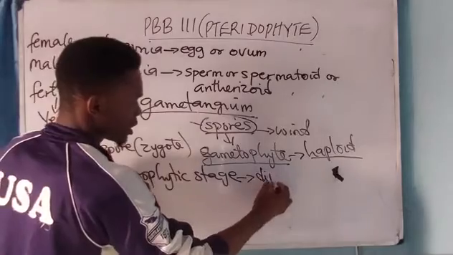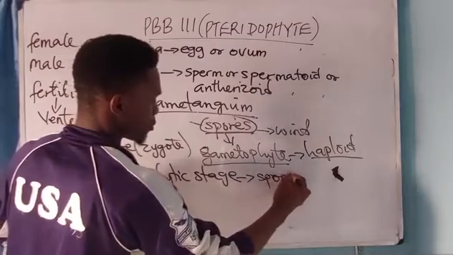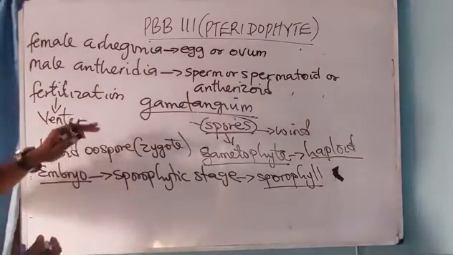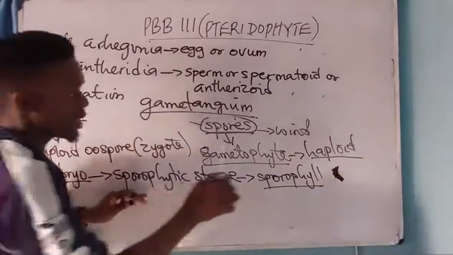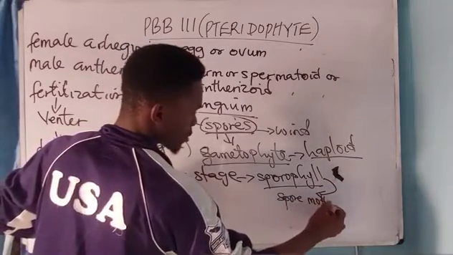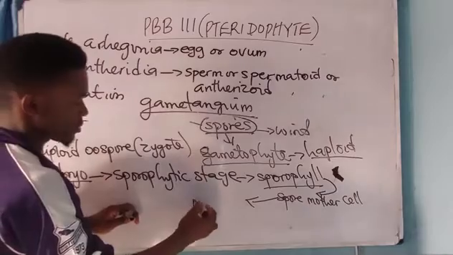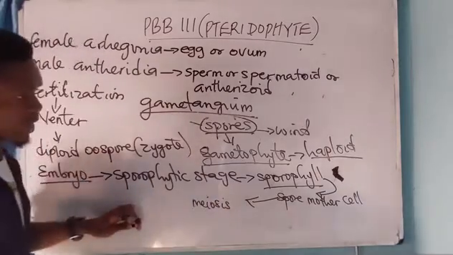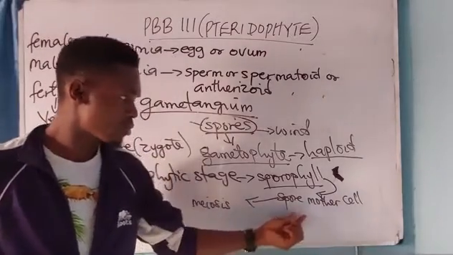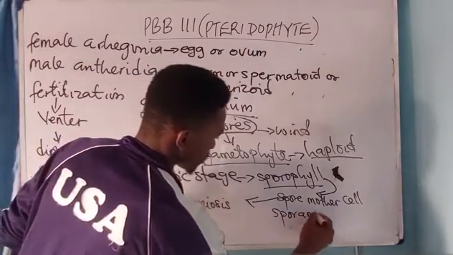Now this sporophytic stage has, okay, we now produce a sporophyll. I told you that the sporophyll is a leaf that houses the what? The sporangium. Now this sporophyll produces what? Spore mother cells. Now this spore mother cell will undergo meiosis. If I don't call it spore mother cells, I think I can also call it what? Sporanginoid cell.